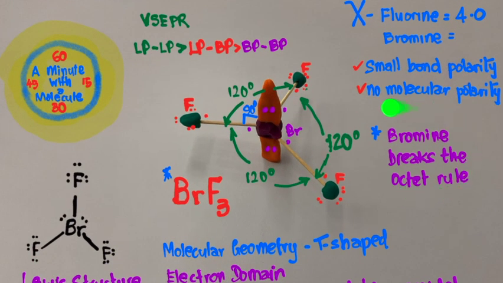Bromine, as the student mentioned, breaks the octet rule because it already has 7 valence electrons and it engages in 3 covalent bonds, giving it 10 electrons, breaking the octet rule. Bromine is able to do this because it has access to a d orbital system.